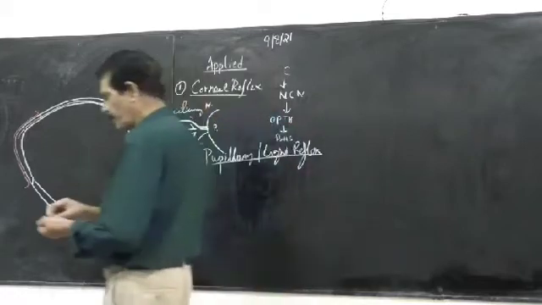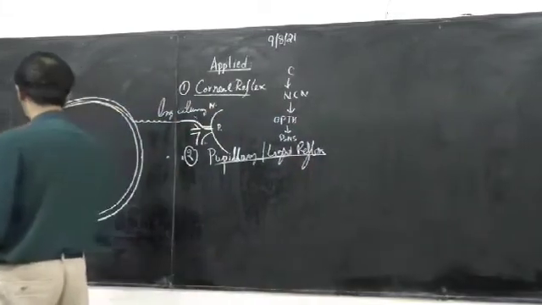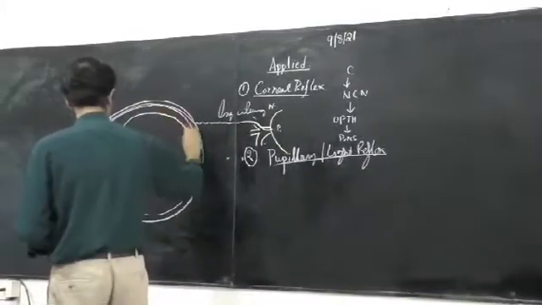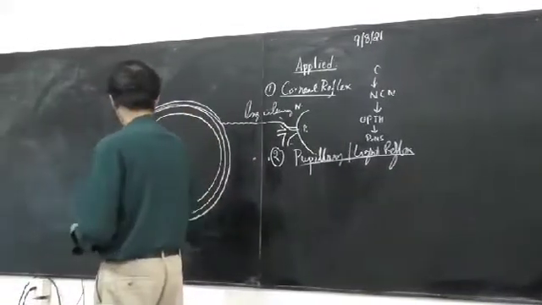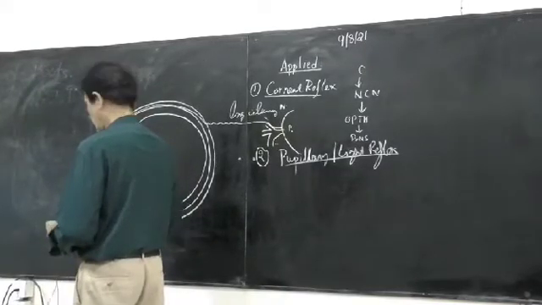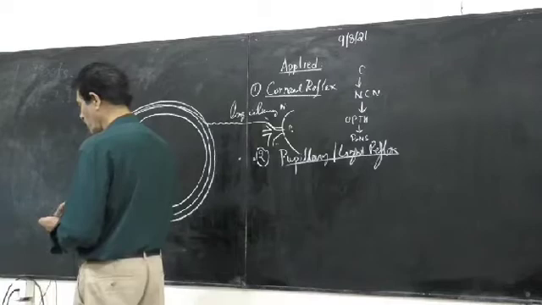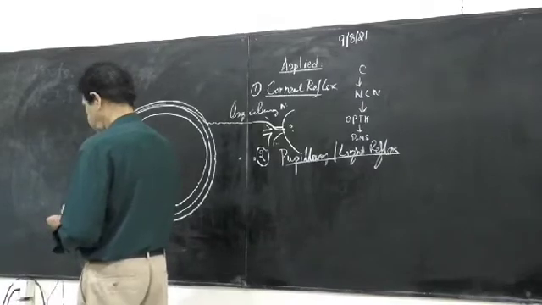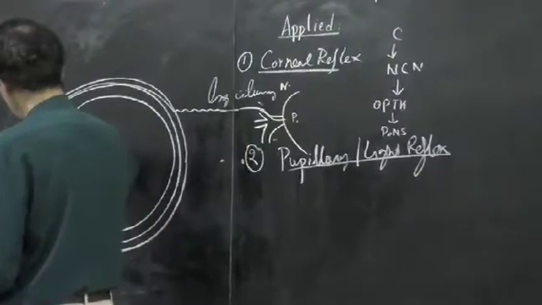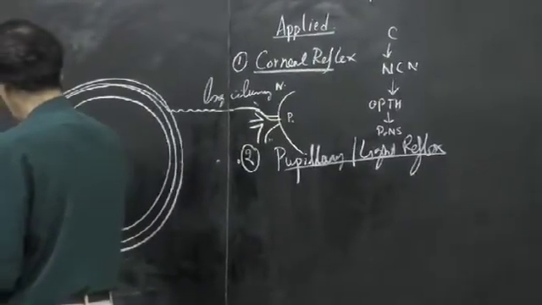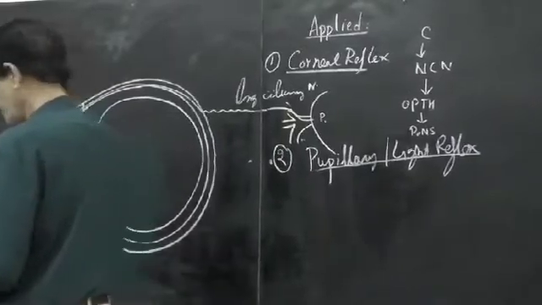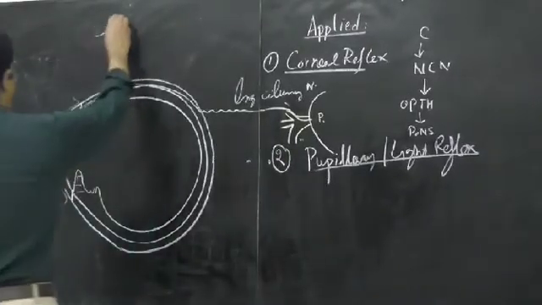We know the pupil is part of which layer of the eyeball? Choroid. The choroid is a vascular and muscular layer. It contains smooth muscles. The iris contains two types of smooth muscles. One is circular and the other is radial. So we find two types of muscles in the eye.